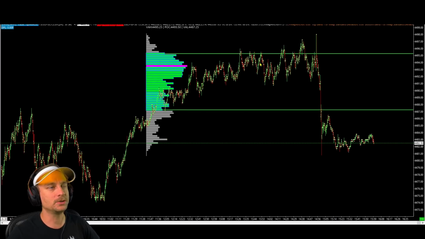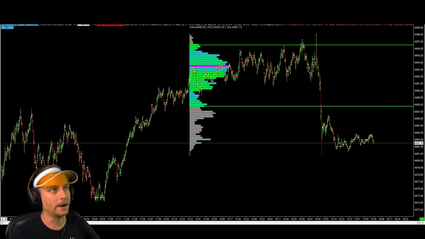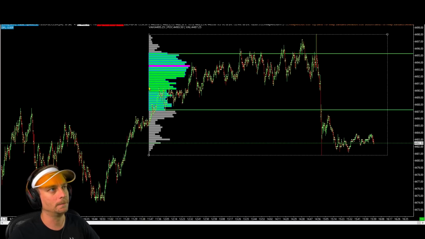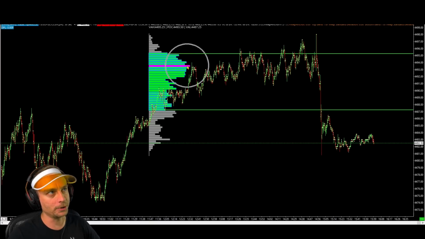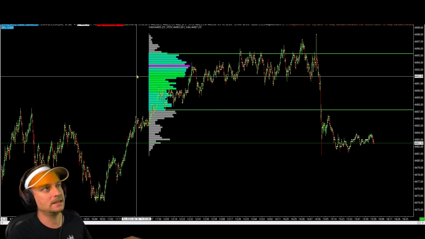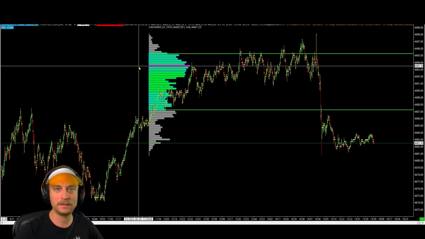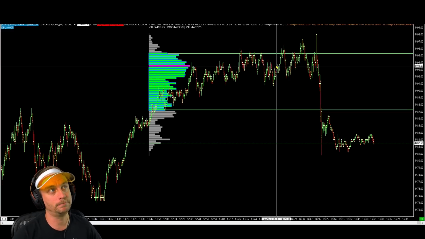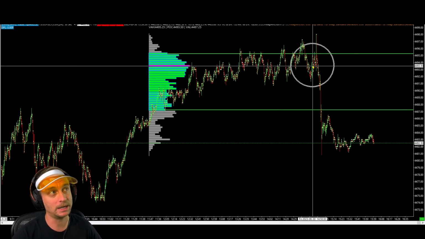So as you can see, there's a range up here, right? And when we draw a profile, what you can see is on this range up here, most of the volume has transacted at the price of 93.50. So most of the volume has transacted there, which is actually smack dab in the middle of this range.